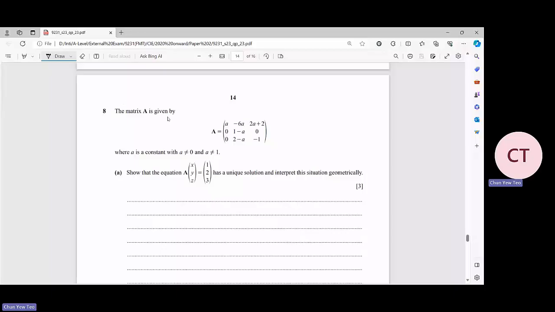Now we take a look at question number 8. The matrix A is given as such, where a is a constant with a not equal to 0 and a not equal to 1. So these are the given conditions. Part A, show that the equations have a unique solution and interpret this situation geometrically. So we need to show that the system has a unique solution. What you need to do now is to show the determinant is not equal to 0 will do. So just start from here.